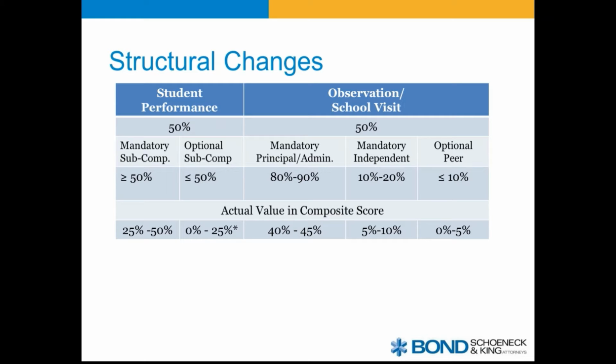For the observation/school visits categories, the principal, supervisor, or trained administrator observation has to be at least 80% of the observation category score. The mandatory independent observer must be at least 10% of the score, with the remaining portions of the score only being optional, for the optional peer review being up to 10%. So in the end, peer review on the APPR composite score is going to be worth a maximum of 5% of the teacher's total overall APPR score.